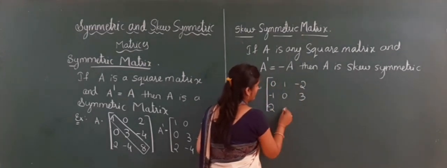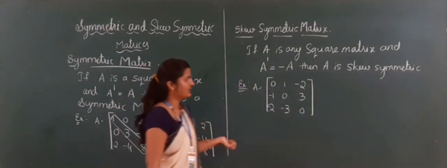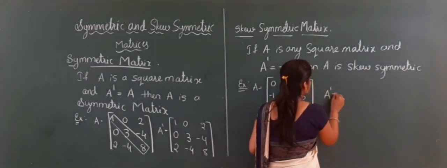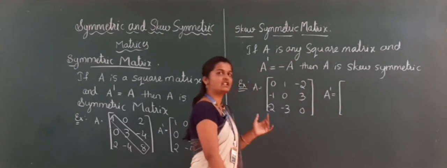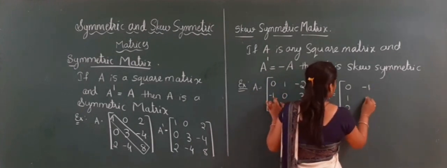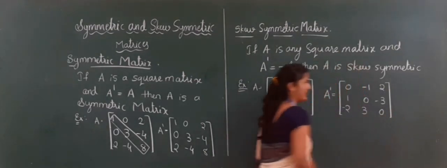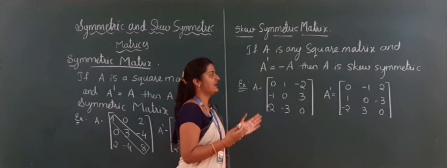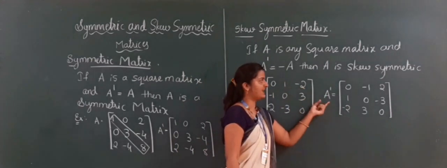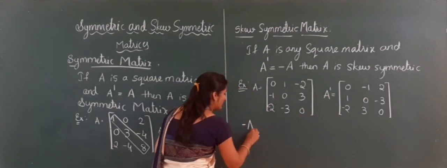Plus 2, minus 3, 0. So see here, this is the matrix A. I have to find out whether this is skew symmetric or not. For that I have to find out the A transpose. A transpose means rows to columns: 0, 1, minus 2, minus 1, 0, 3, 2, minus 3, 0. From this we can't directly say that A dash is equal to minus A. See here, A has 0, 1, minus 2, but A dash has 0, minus 1, 2. Both are not equal.